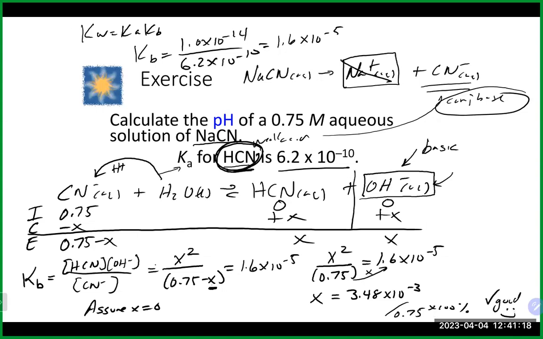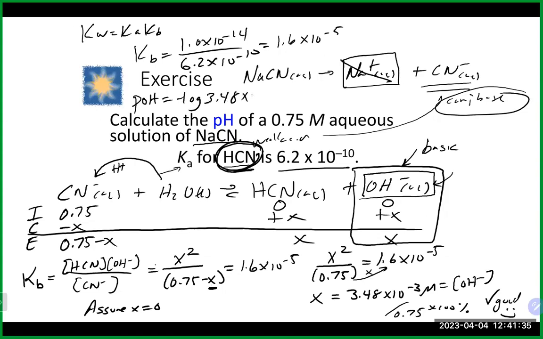From our ICE table, once again, that x value will equal our hydroxide concentration. That would allow us to calculate the pOH as minus the log of 3.48 times 10 to the minus 3. Minus the log of 3.48 times 10 to the minus 3 is going to give us a pOH of 2.46.